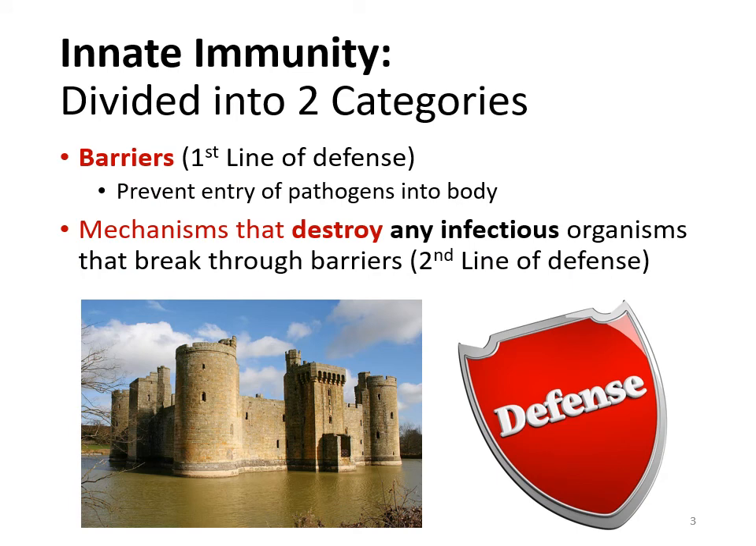Now we're going to go through both types of immunity, the first one being your innate immunity, the one that you're born with. There are two types of innate immunity. There are barriers, which are your first line of defense, and then there are additional mechanisms that will further back up your immune system.